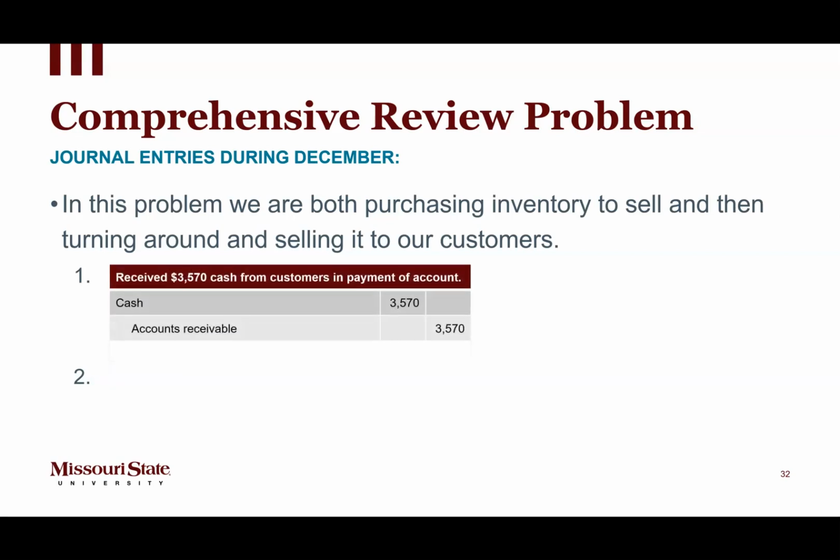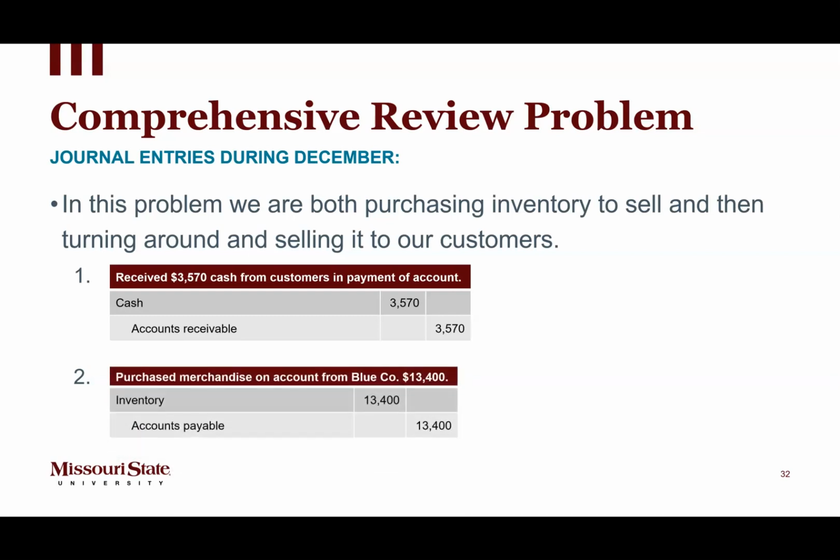So the first general entry we have is that we've received $3,570 in cash from customers in payment of account. What's that mean? We're going to increase our cash by $3,570, and we're going to decrease our accounts receivable asset by $3,570. That is a net zero impact on the asset side of our equation, because we've increased an asset and decreased an asset by the same amount.